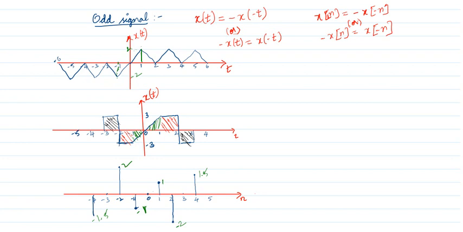Let us take some example. Let me say t equal to 1. At t equal to 1, what is the signal present? At t equal to 1, the signal is 2. Then what is x of minus 1?